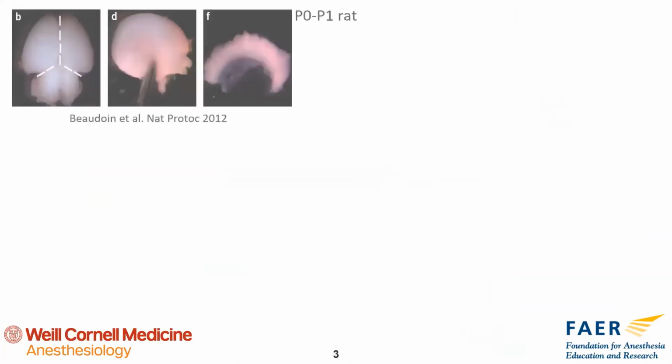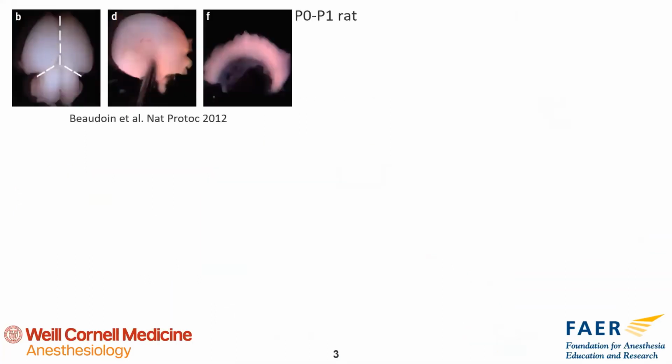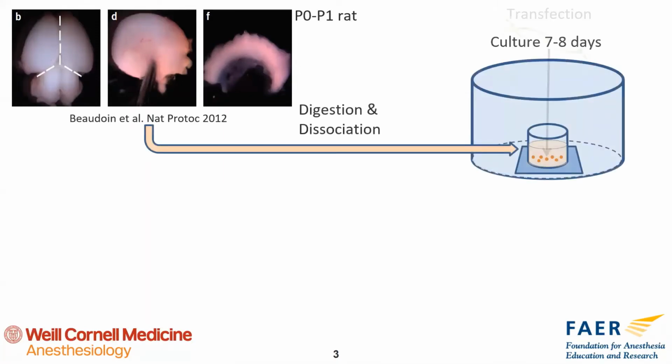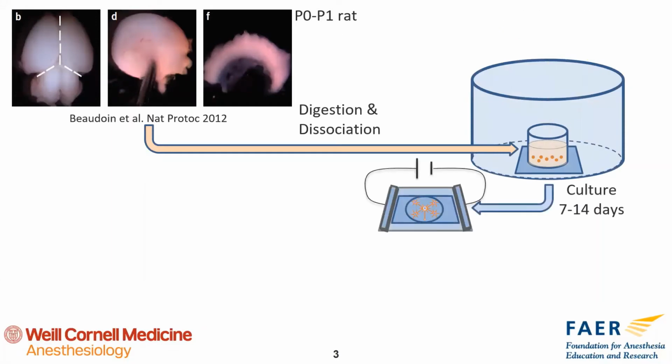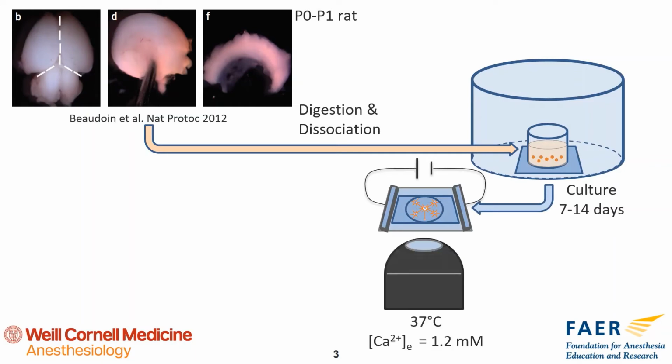This question was approached using primary dissociated hippocampal neurons from postnatal day 0-1 rats, cultured onto coverslips, transfected with fluorescent biosensors of synaptic markers, loaded onto a custom perfusion chamber capable of delivering a field potential to depolarize the cell, and studied with fluorescence microscopy. For imaging, cells were maintained at 37 degrees Celsius and perfused with Tyrode's solution containing 1.2 millimolar calcium, the physiologic concentration within the cerebrospinal fluid.